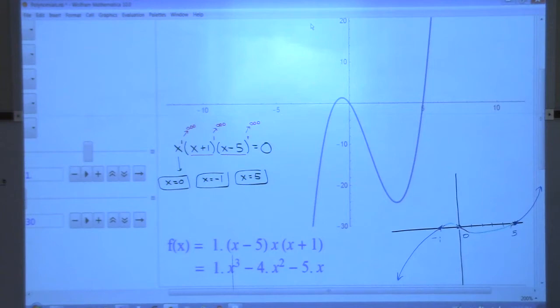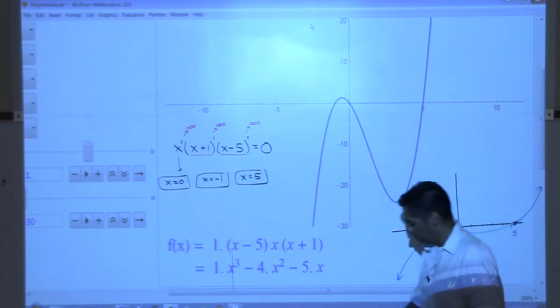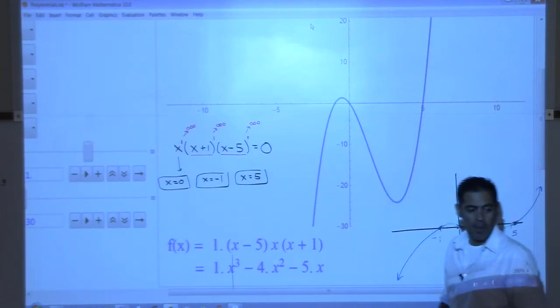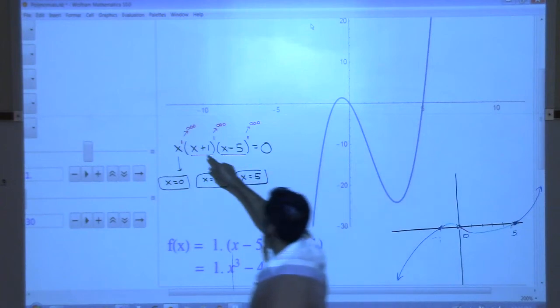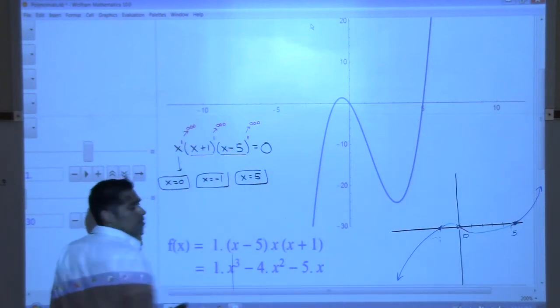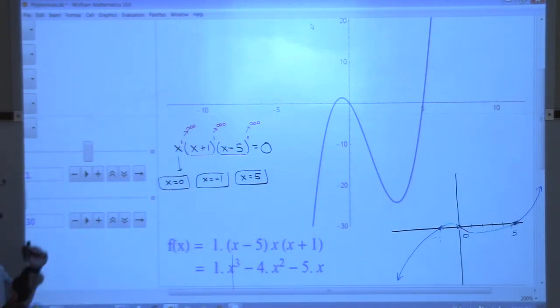Since we're factoring, in what scenario does it become a square? I'm going to have to give you an example of one that's squared, okay? But I'm just pointing out that this number up here tells you whether you cross or you bounce. Odd, you cross. Even, you bounce. All right? Can you take that on faith for right now?